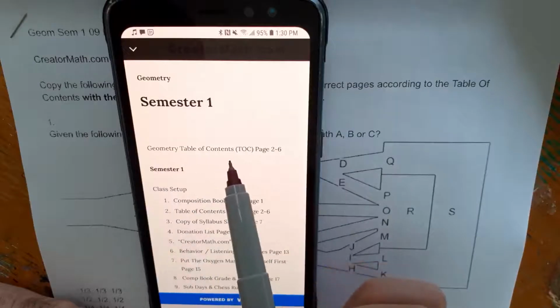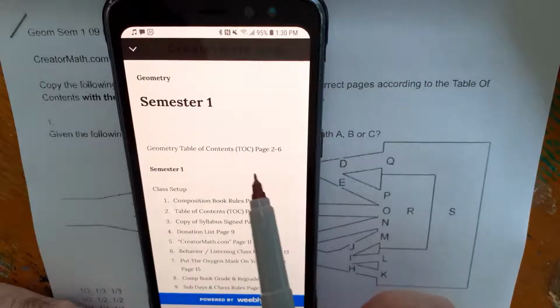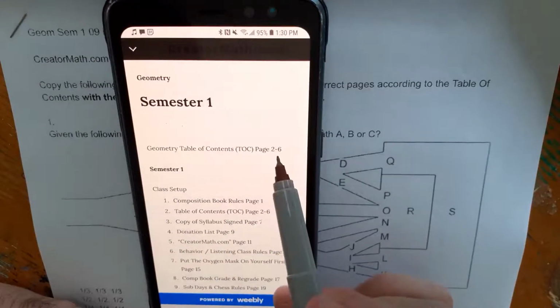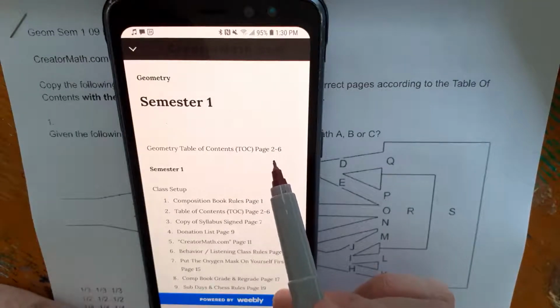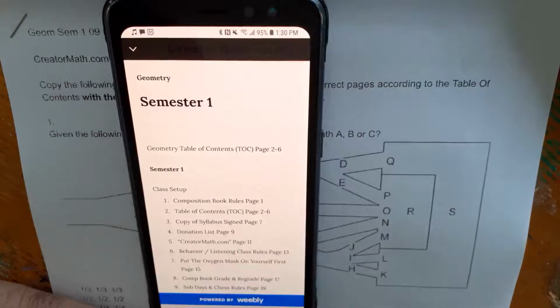Here it says table of contents. You're going to copy all of these table of contents. It's about 3.5 pages, on pages 2 through 6 of your composition book. Please see the videos on how to number the pages of your comp book from the home page we just looked at. And please see videos on examples of excellent comp books.